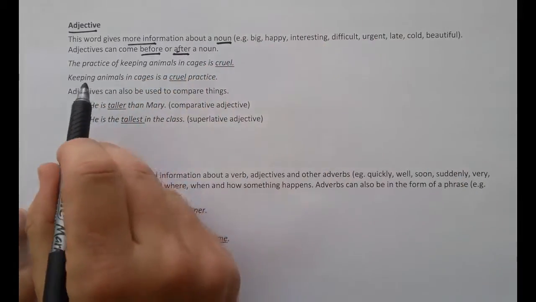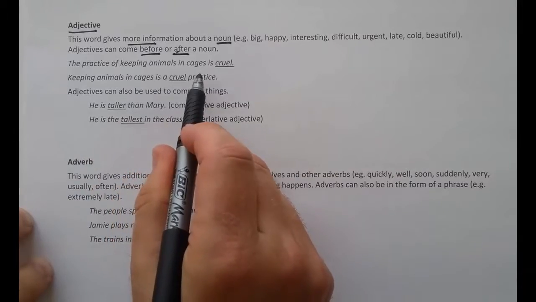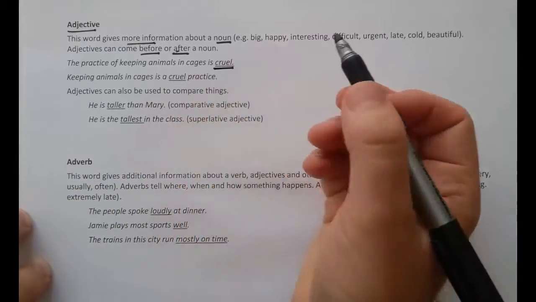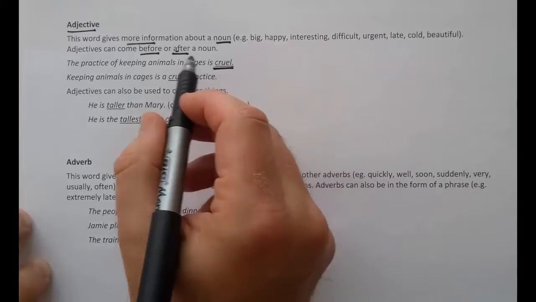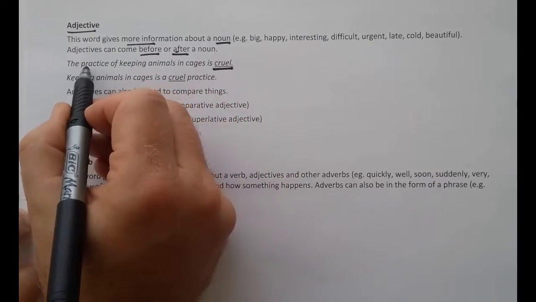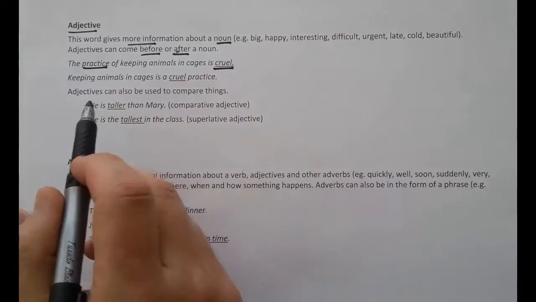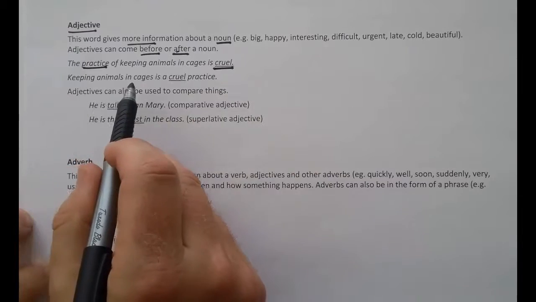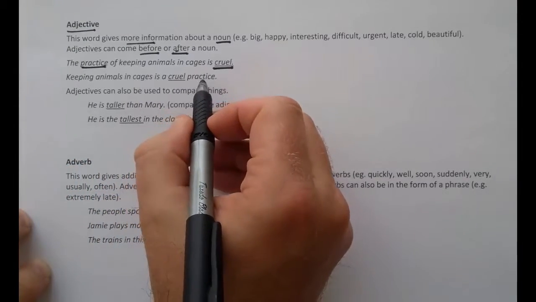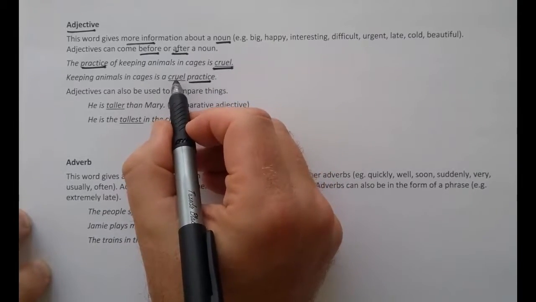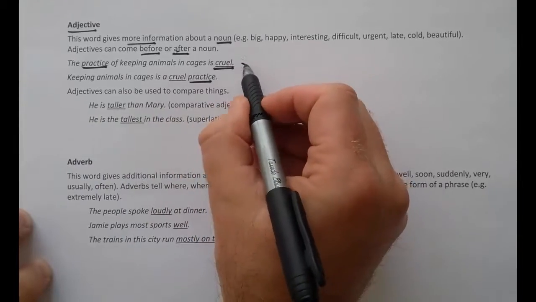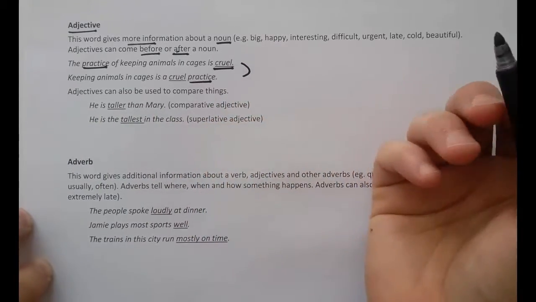So let's have a look. The practice of keeping animals in cages is cruel. So there we've got our adjective, cruel. And what are we talking about? We're talking about a practice. So the practice is cruel. So there's our noun. Or we can say keeping animals in cages is a cruel practice. So now the noun is coming after the adjective. Cruel practice, or practice is cruel. So we can switch around and do it both ways there.